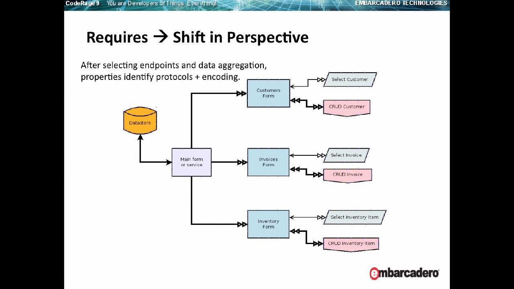All right. But what I'm seeing is after we select the endpoints and define the data aggregation properties, then identify the protocols and the encoding. We don't do that right now. We start off and say, oh, do you want this kind of application or that kind of application? And once you do, that's it. You're stuck.